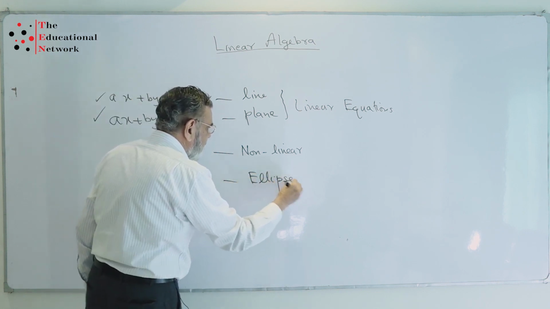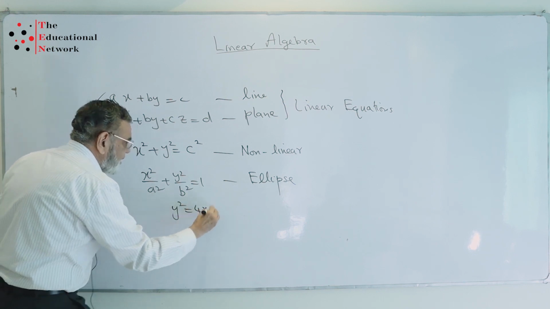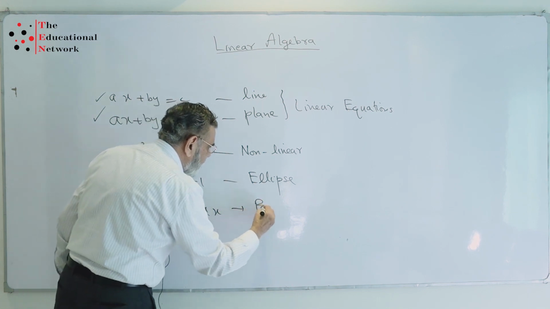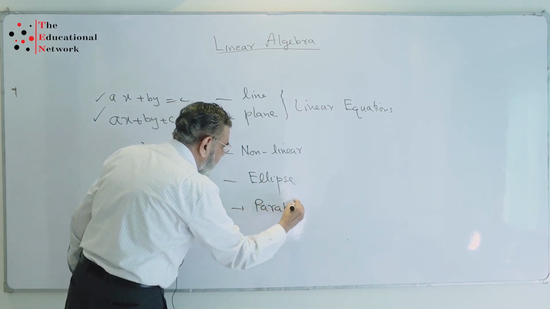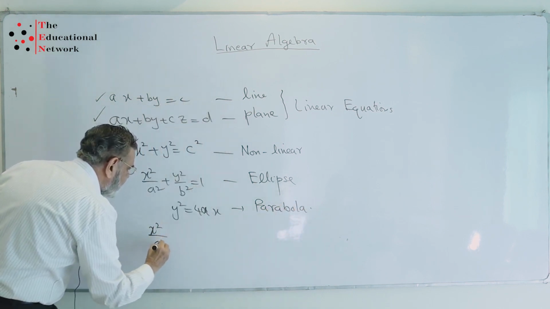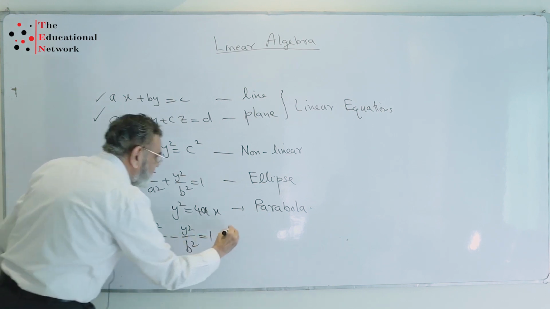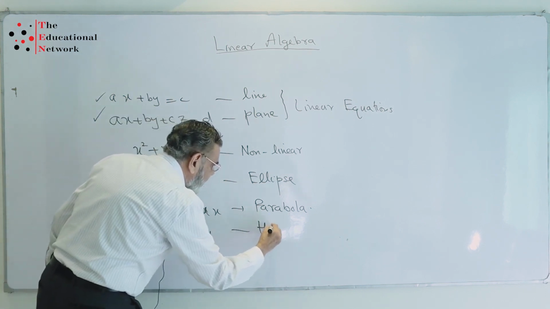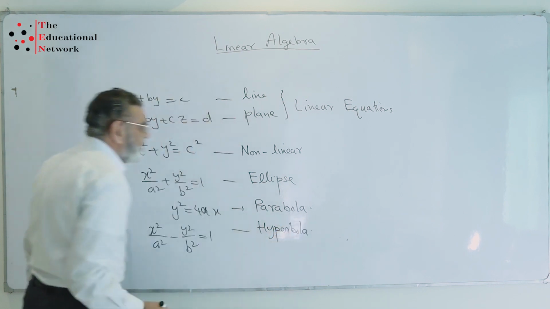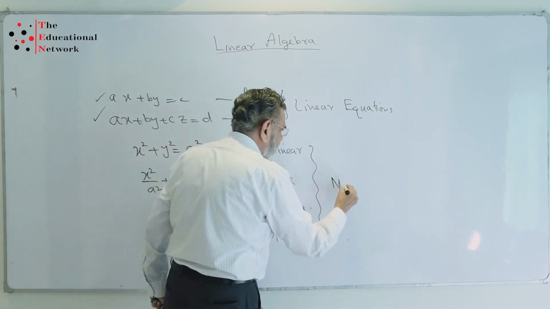I can have here y square is equal to 4ax, the equation of a parabola. I can have the equation x square over a square minus y square over b square equal to 1. It's my equation of hyperbola. So these are all I need in future discussion, but I just mentioned this one. These are all nonlinear equations.